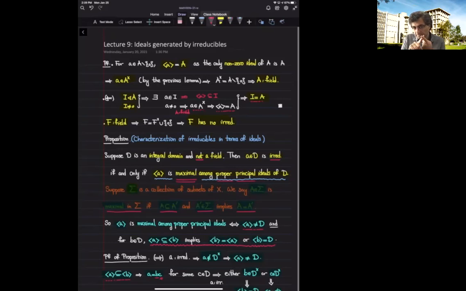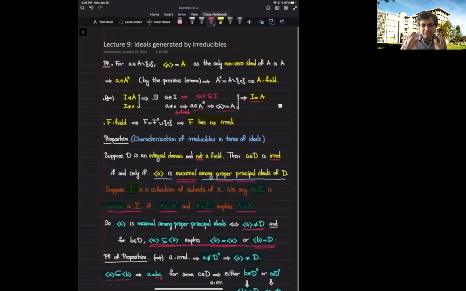This means, first of all, the ideal generated by A should still be proper, should be inside my sigma. That's the first thing that we have. Second, it should be maximal among these, which means that if it is a subset of some principal ideal, then either this principal ideal is the same as the one that we started with, or it's not proper. So that means maximal.